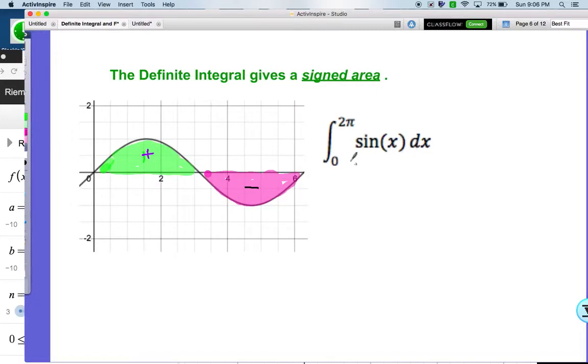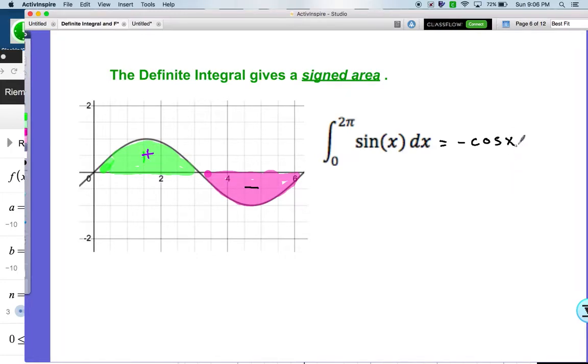All right, so when we do the antiderivative or the definite integral of the sine of x with respect to x from 0 to 2 pi, we take the antiderivative. The antiderivative of sine is a negative cosine. And so we write that out.